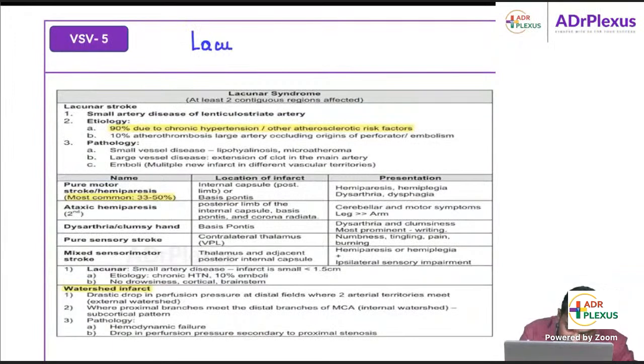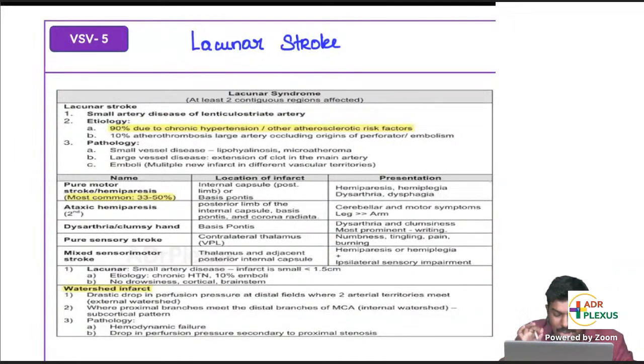Coming to the next topic, another important topic in recent years, which is Lacuna stroke. What is Lacuna stroke? Lacuna stroke is a stroke which involves the small perforating branches or small arteries which supply the deeper structures. Why does it occur? It occurs in patients with hypertension and old age.